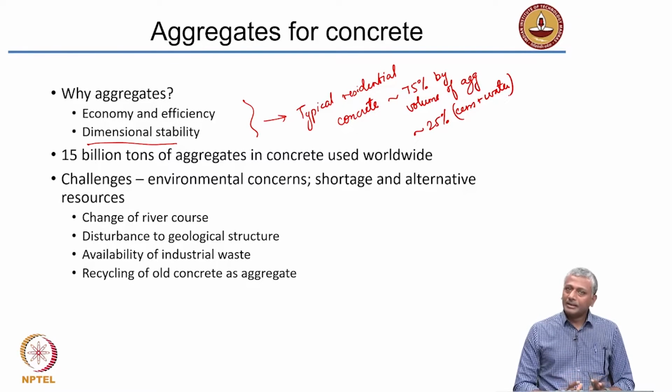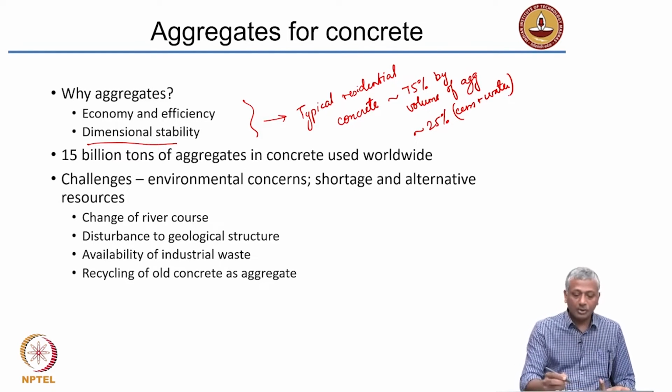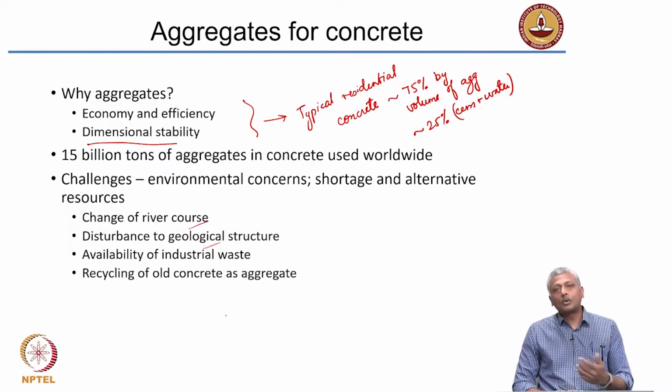So, there are major environmental challenges dealing with the use of aggregate, but we cannot live without using aggregates. You can cause disturbance to geological structure, change river course, and that leads to a major environmental concern. But as I said, you cannot live without aggregates. So, what you need to start doing is looking for sources that are other than natural sources.